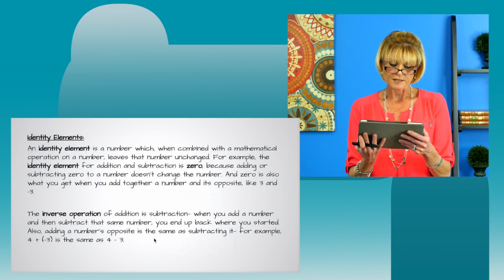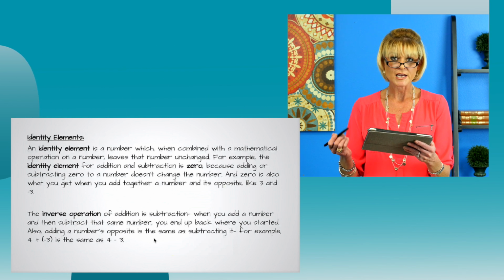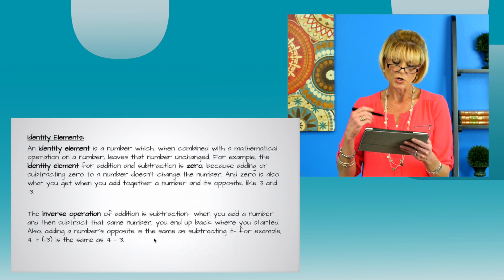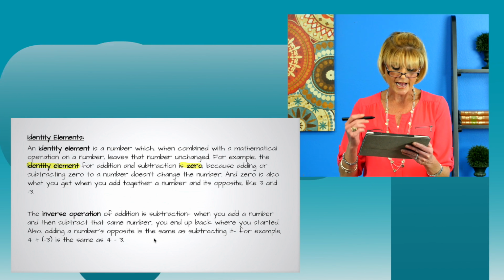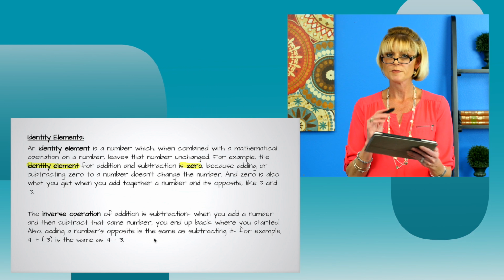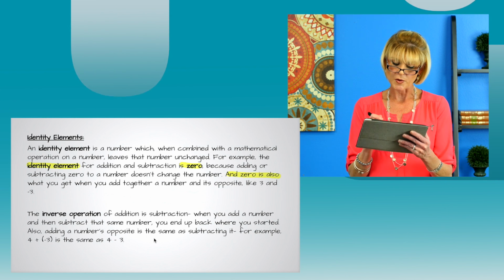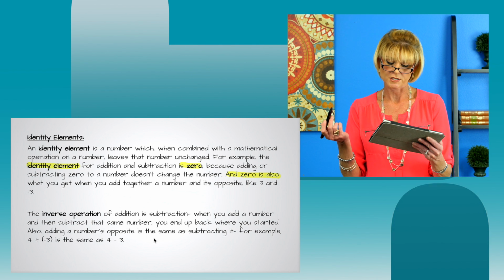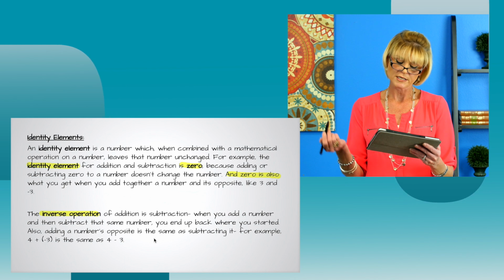Okay, the identity element is a number which, when combined with a mathematical operation on a number, leaves that number unchanged. So for example, the identity element for addition and subtraction is going to be 0 because adding or subtracting 0 to a number is not going to change the number. And 0 is also what you get when you add together a number and its opposite, like 3 and negative 3. Now the inverse operation of addition is subtraction.